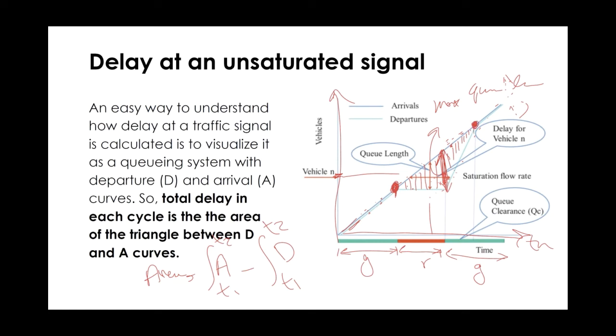So the queue starts propagating from this point and it dissipates at this point. That's why we call this point the queue clearance point or time. And here is actually the queue start, or queue forming time, where the queue actually starts forming.